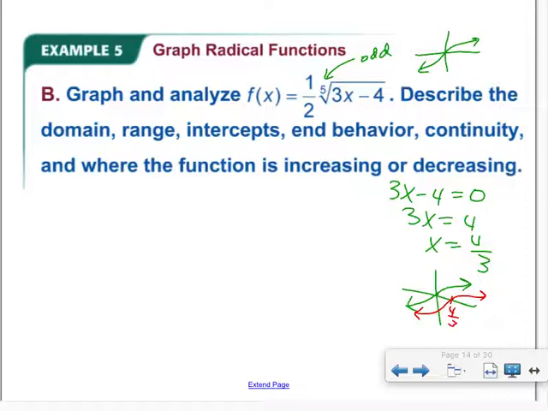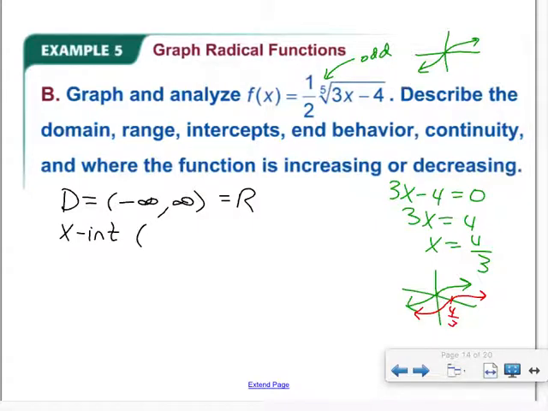So the domain is all real numbers. There's nothing that's going to screw up a third root or a fifth root. We can plug in positives, we can plug in negatives, we can have a zero. The same thing is true about the range. This will eventually get as high as we want and as low as we want, and all real numbers would eventually be included. Now the intercepts are a little weird.